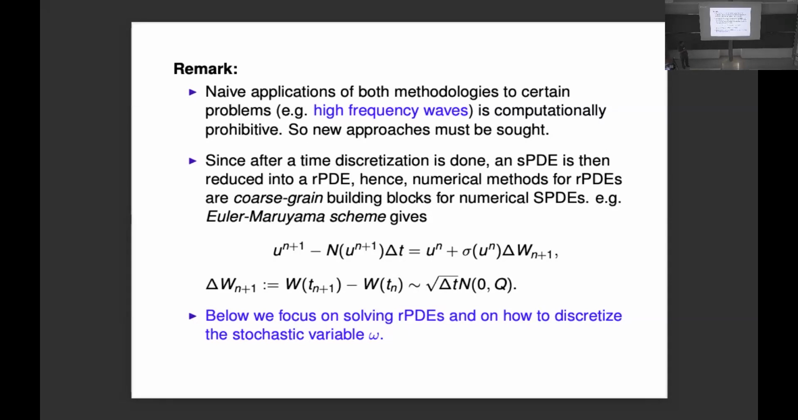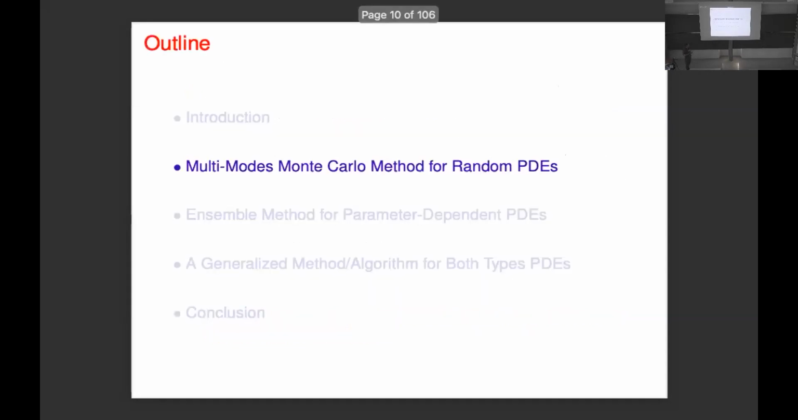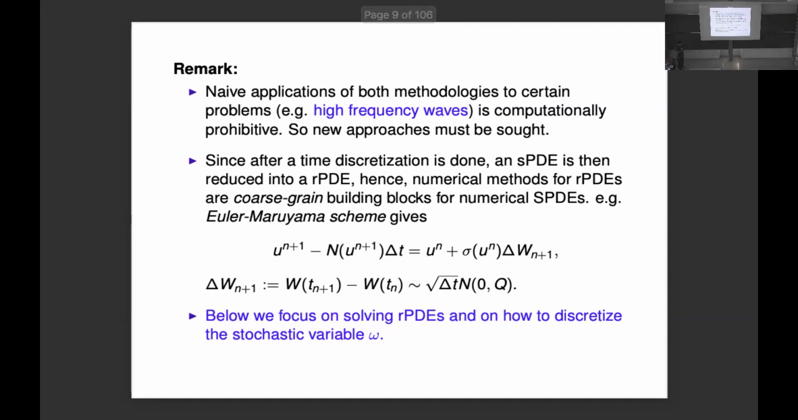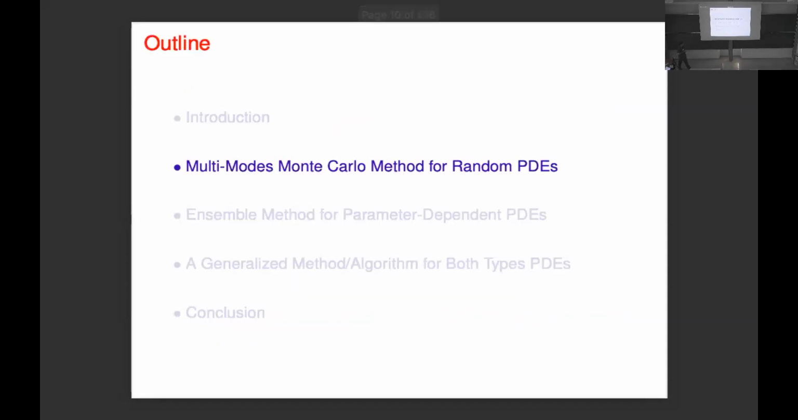So in the remaining talk, I will focus on solving a random PDE, not a stochastic PDE. Okay. So focus on how to discretize in the stochastic variable omega and make it more efficient. The method that we call the multi-mode Monte Carlo method is again a sampling method, just to make the Monte Carlo method more efficient. It is a small trick. It's not something earth-shaking, just a small trick.